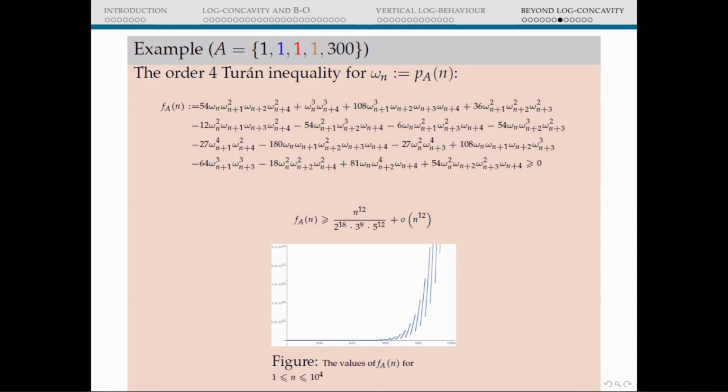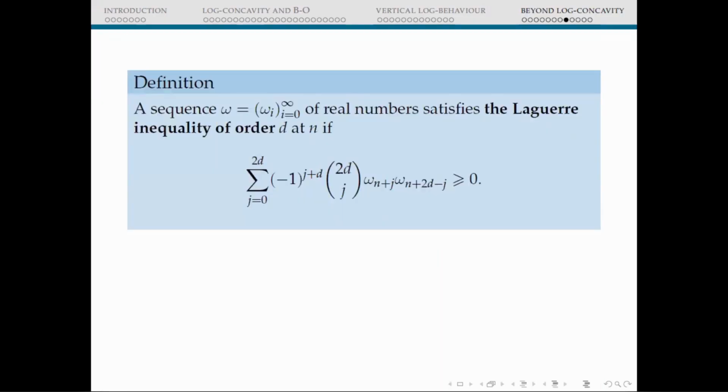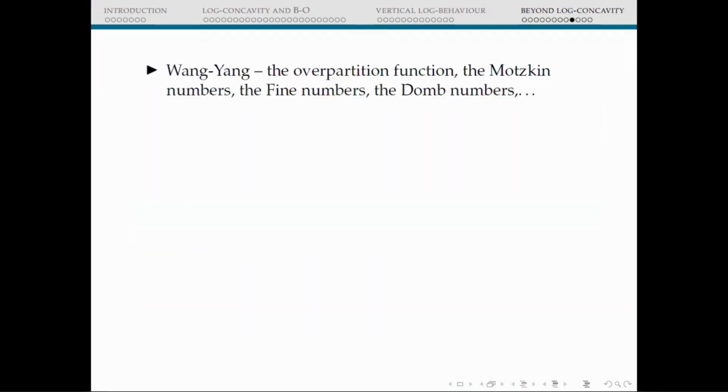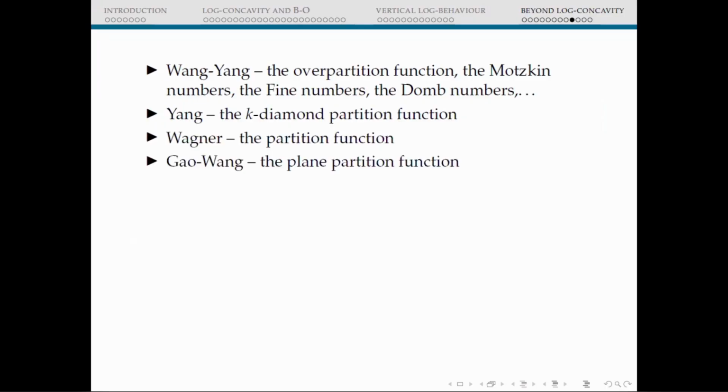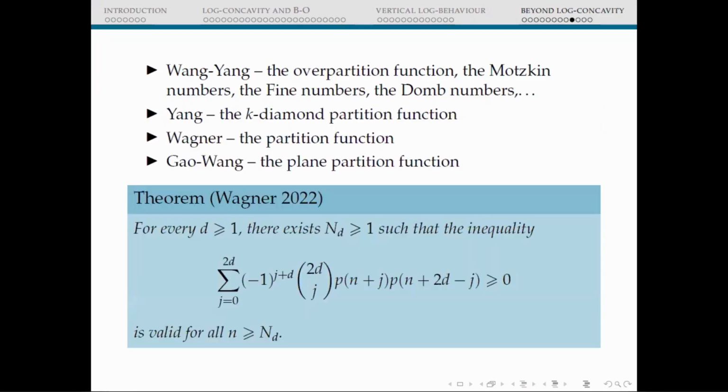One can show that in fact it's bounded from below by the expression of the following form. Okay, another problem, maybe I will not go into details, concerns the Laguerre-Polya class and Laguerre inequalities, which are directly connected to the Laguerre-Polya class. Here we have other cases also using the same strategy as before. We have a lot of results related to Laguerre inequalities for various combinatorial sequences. In particular, the most important one is Dimitrov-Wagner from 2022, which states that the partition function satisfies the order d Laguerre inequality for any d.